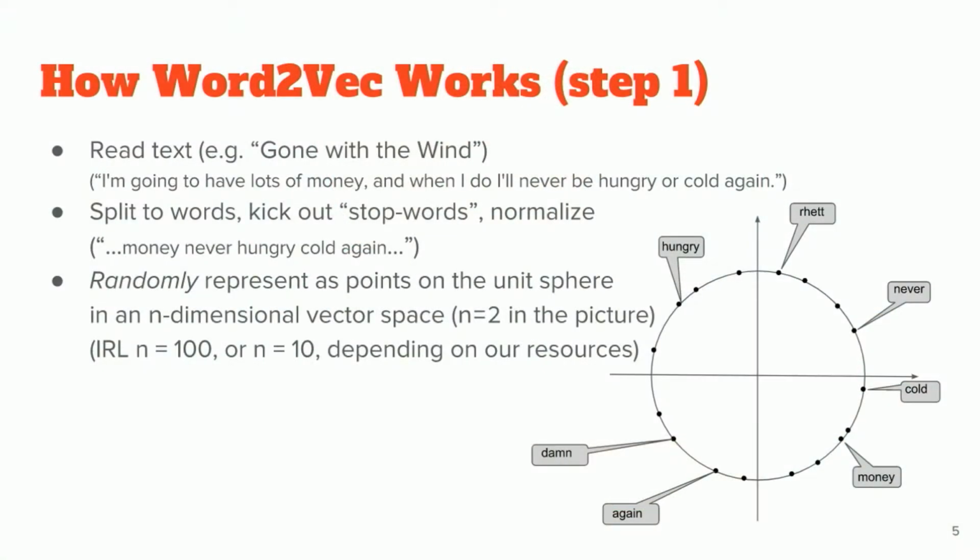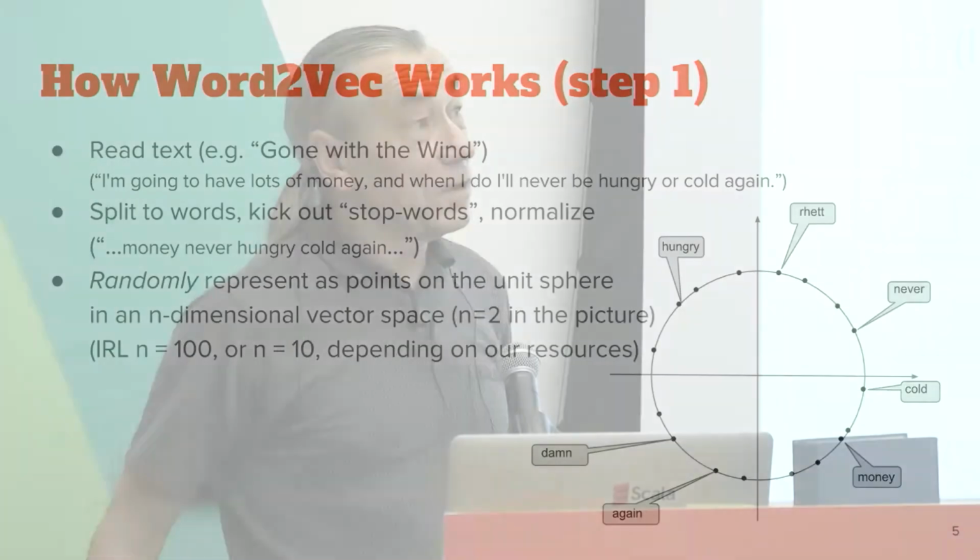So the algorithm next represents each word as a point on a unit sphere. Of course, like a multidimensional unit sphere, maybe 100-dimensional, maybe 10-dimensional, not 2-dimensional. But for the purpose of just demonstration, I put them here, like the word hungry, damn, Rhett. Well, these words are also famous in the novel, but they don't occur in this phrase, right? So we put them randomly. So that's step one. Randomly throw all these words. It's about 16,000 words in the novel.